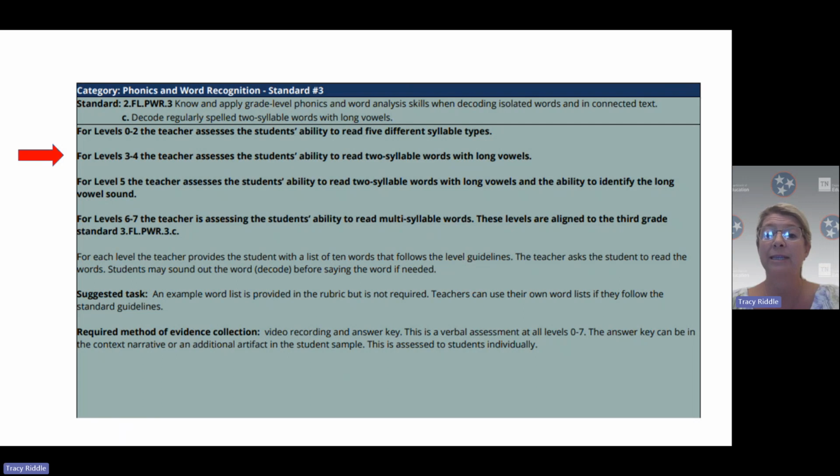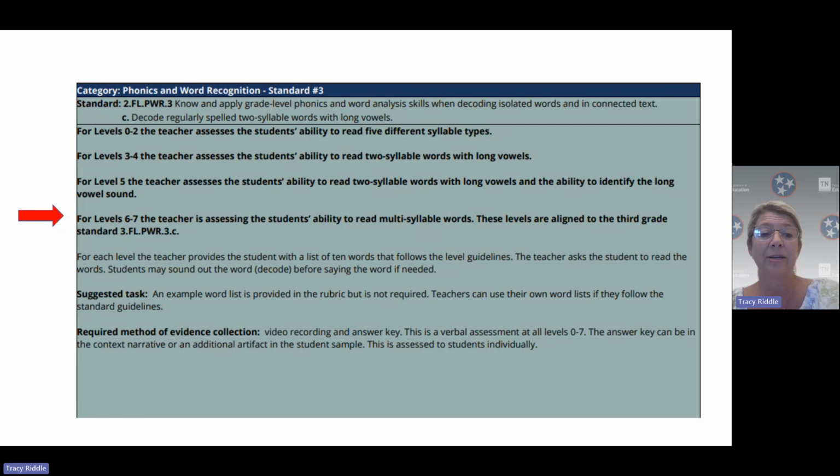Once students have mastered the second grade standard, then you can move into above expectations for the second grade standard, where you will assess their ability to not only read two-syllable words with long vowels, but also the ability to identify that long vowel sound. Once students can identify the long vowel sound along with reading those two-syllable words with long vowels, you can move into assessing the third grade standard.